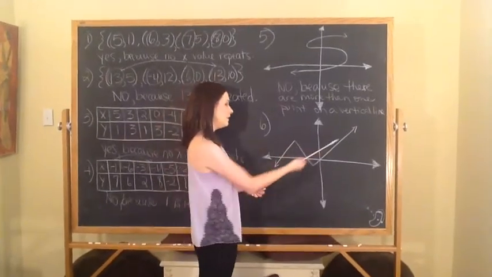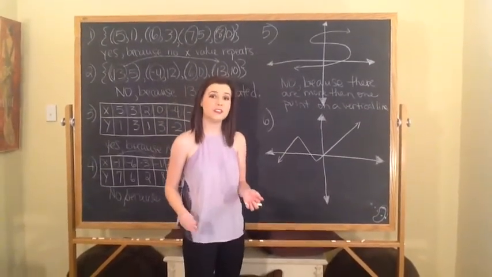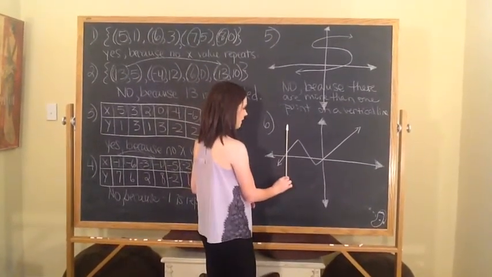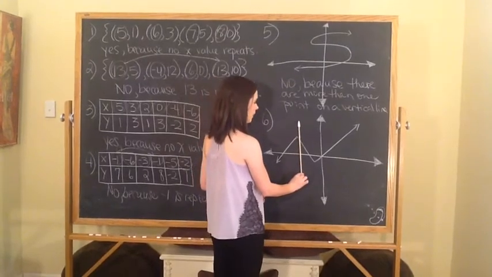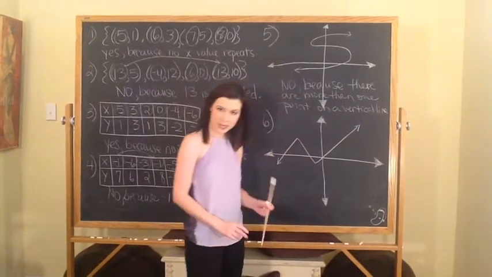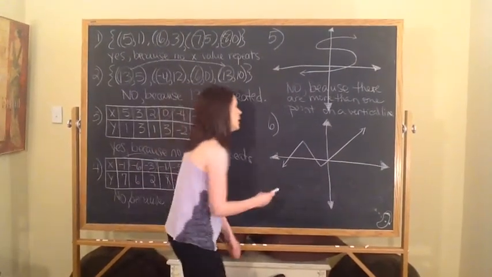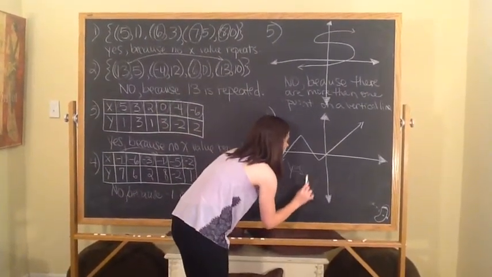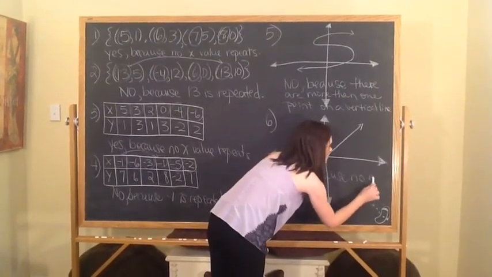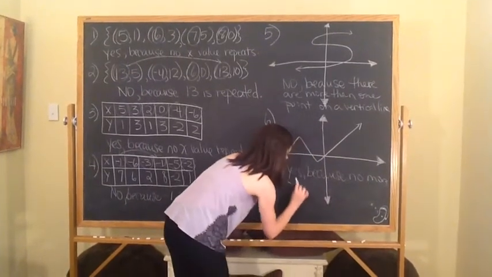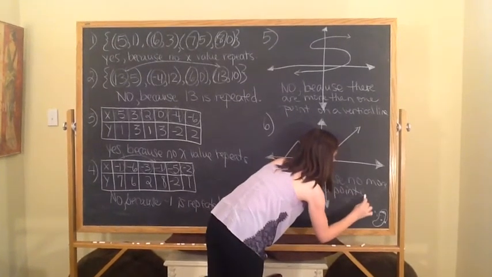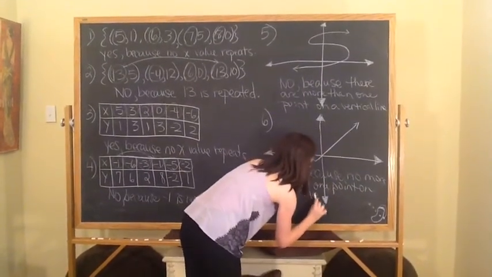So let's go ahead and look at this oddly shaped graph and see if it's a function or not. So we're going to take our pointer or our pencil and hold it vertically and run it through the graph and stop whenever you hit more than 1 point. So I'm going across and none of those points repeated themselves. So none of them were on top of each other. So we're going to say yes, this is a function because no more than 1 point on a vertical line.